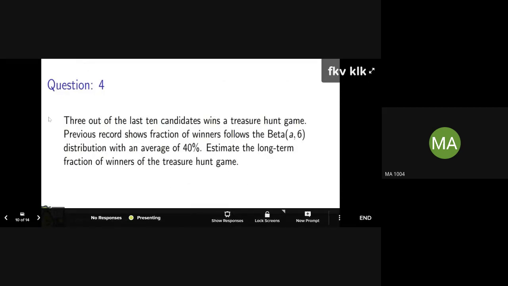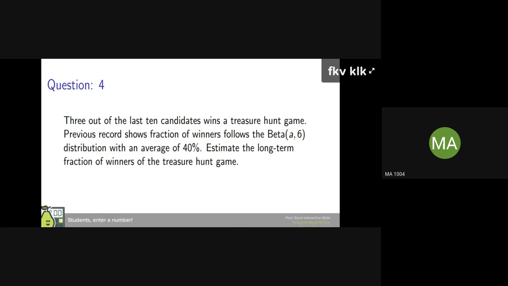All right. The next problem we have is: three out of the last 10 candidates win a treasure hunt game. Previous records show the fraction of winners follows the beta a comma 6 distribution, with an average of 40%. Now estimate the long term fraction of winners of the treasure hunt game.